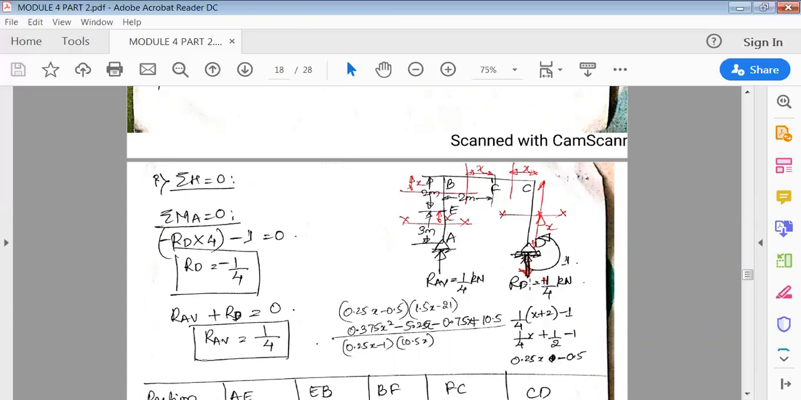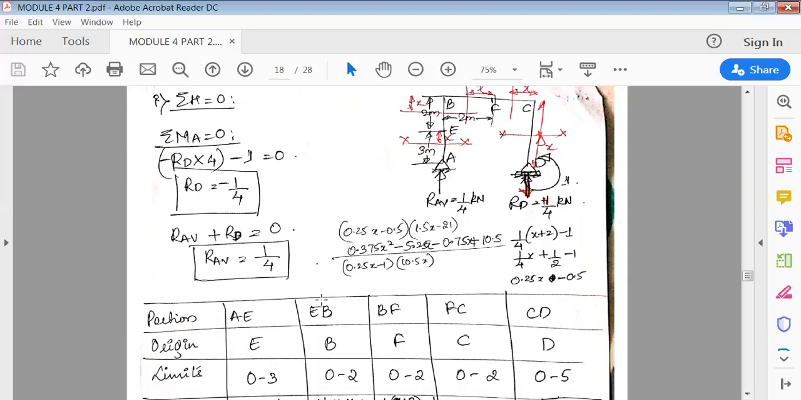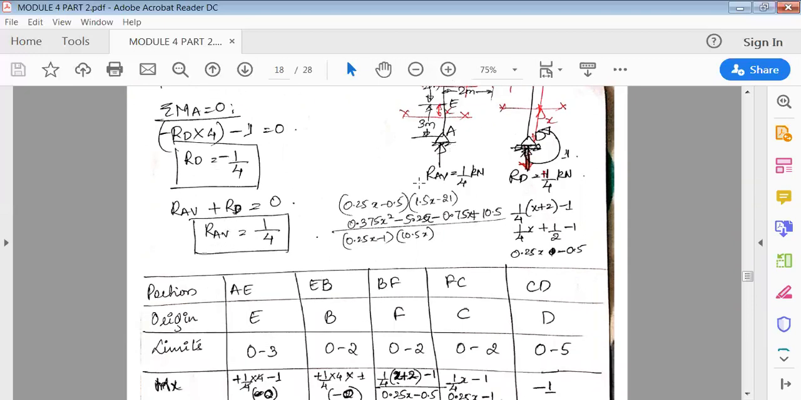It is now RD into perpendicular distance 4. RD is going anti-clockwise, so RD into perpendicular distance, then 1 is again anti-clockwise, so minus 1 is equal to 0. So RD is equal to minus 1 by 4. Once you substitute the value here, you get RAV. Either you can keep it in fraction or you can simplify and keep it in decimal.